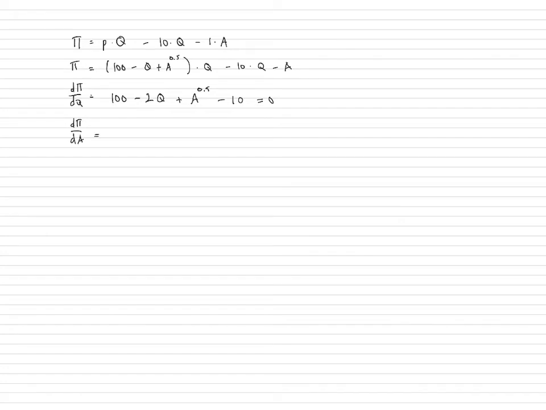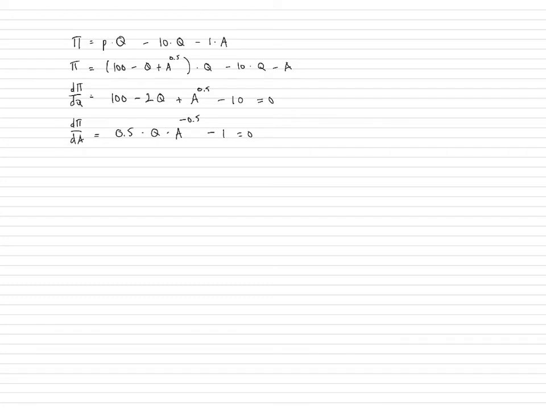Then we take the derivative with respect to advertisement. Here we have to be careful. We have a to the power 0.5 times q. So if you take the derivative, it will be 0.5 times q times a to the negative 0.5. And then the derivative of a there is just 1, and that's going to be equal to 0.